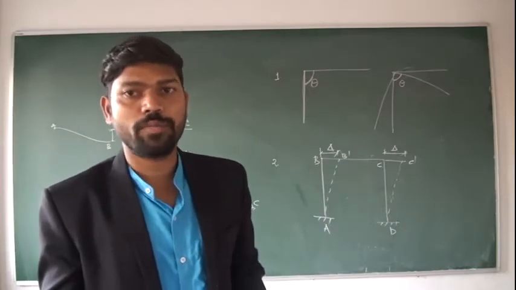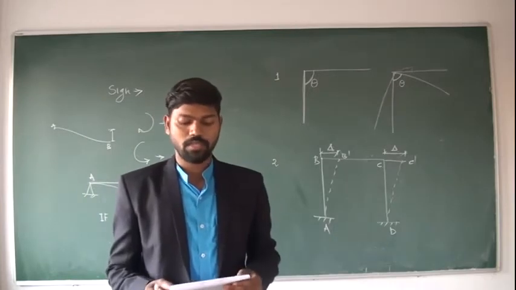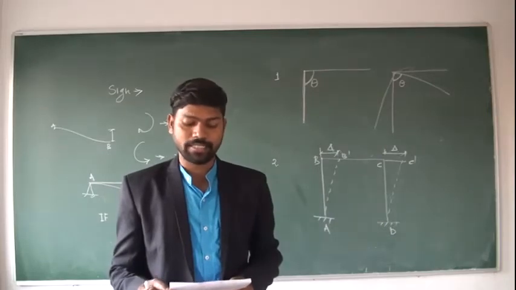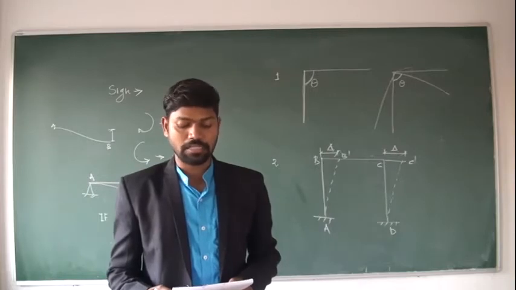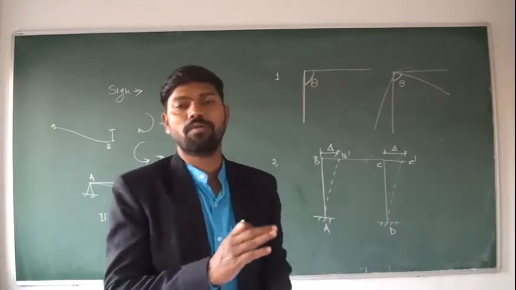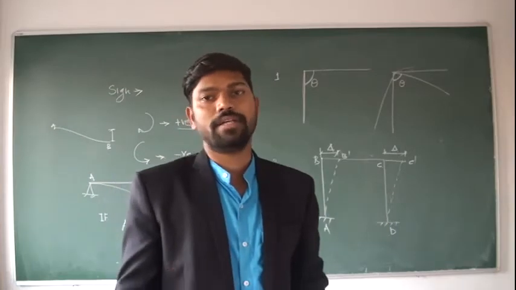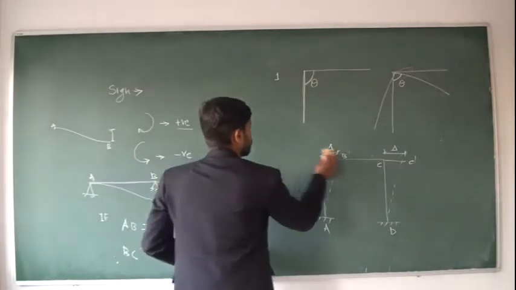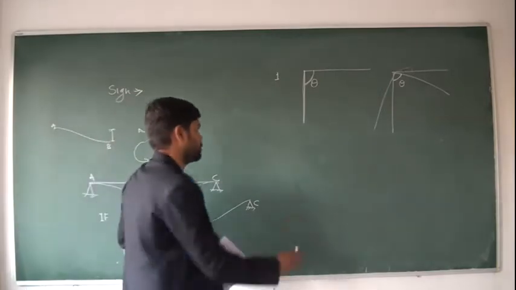For movement, clockwise is positive and anti-clockwise is negative. Now what about the slope, the rotation? Clockwise rotation of a tangent to the elastic curve is a positive rotation and anti-clockwise rotation is a negative rotation. So if the member's rotation is clockwise, it is positive, and if the member's rotation is anti-clockwise, it is negative. See how you fix the sign, we'll see the diagram.